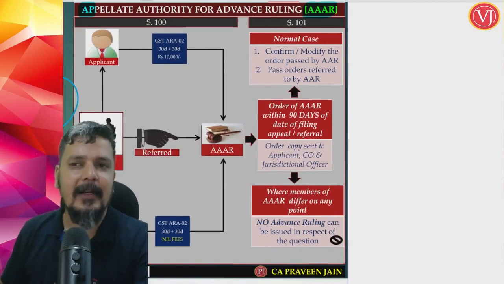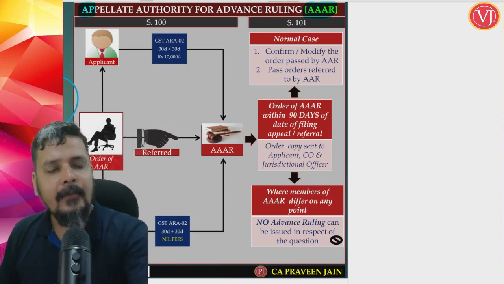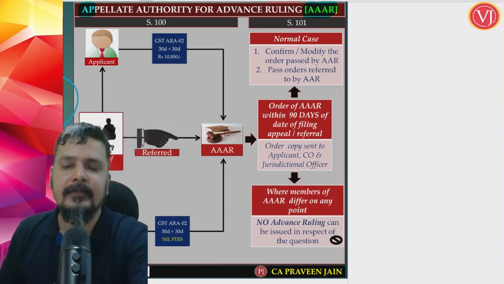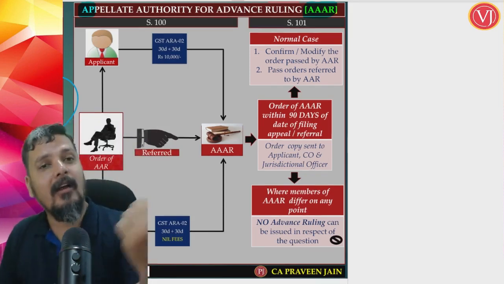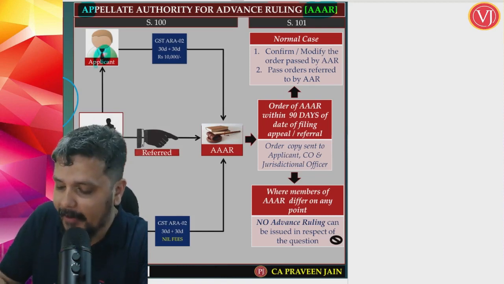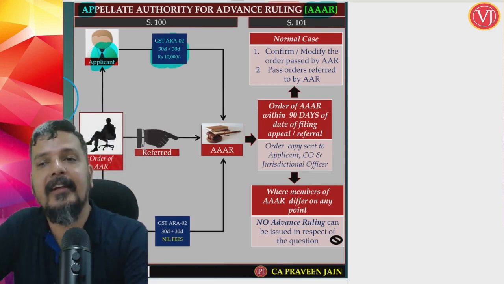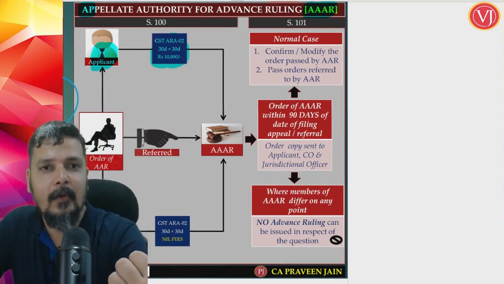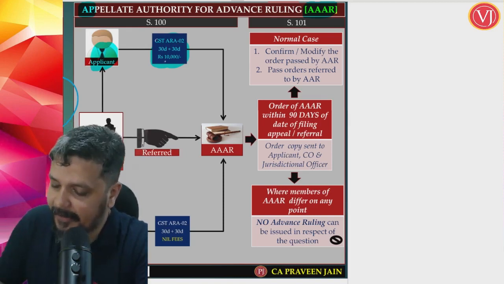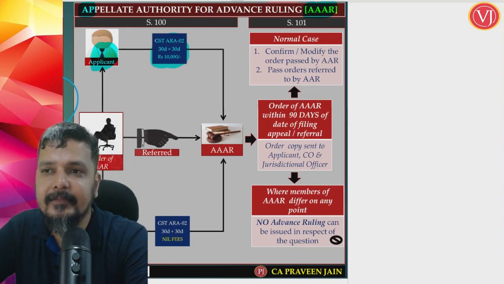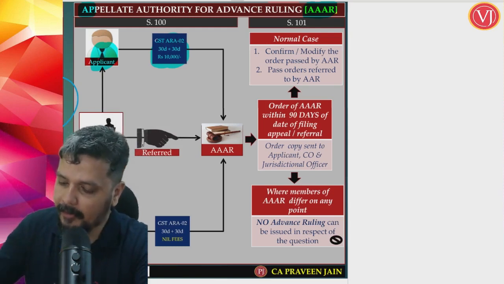AQ bar. Now, let us try to appreciate the difference between A square R and AQ bar. A square R entry point is only 1. AQ bar, there are 3 entry points. First, the applicant has lost the case in A square R. Now, it is coming to AQ bar within 30 days plus 30 days extension. After the ruling of A square R, within 30 days plus 30 days extension, it has to make an application. This time the fees is doubled. CGST 10,000, SGST 10,000.